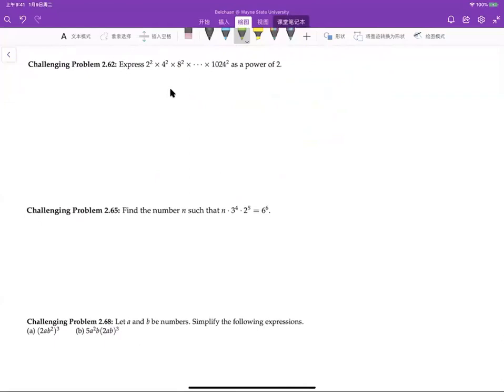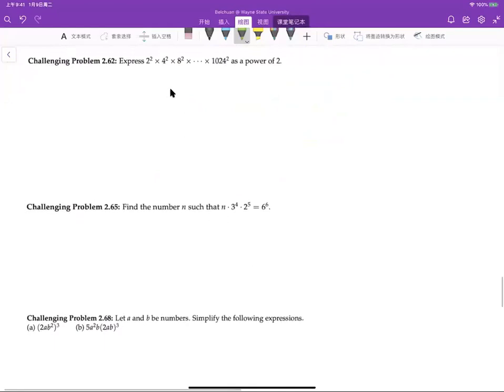The challenging problem 6.2.62 is 2 to the power of 2 times 4 to the power of 2 times 8 to the power of 2 times 16 to the power of 2, and then all the way until it goes to 1024 to the power of 2.